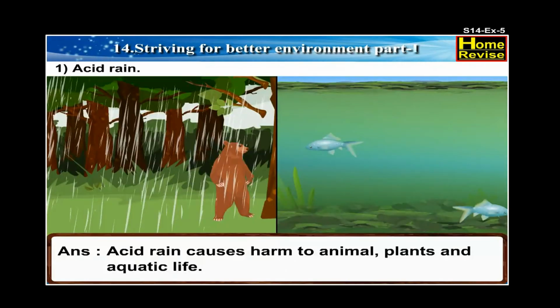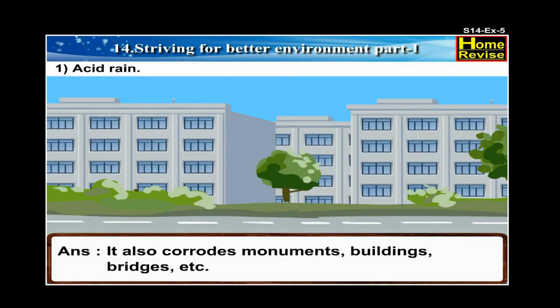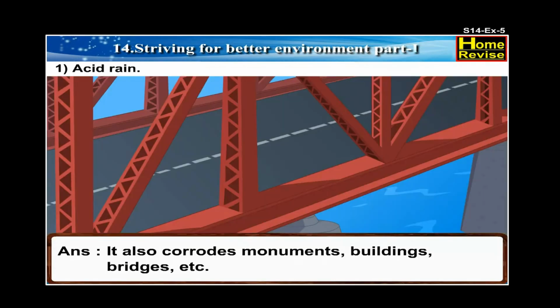Acid rain causes harm to animals, plants and aquatic life. It also corrodes monuments, buildings, bridges, etc.